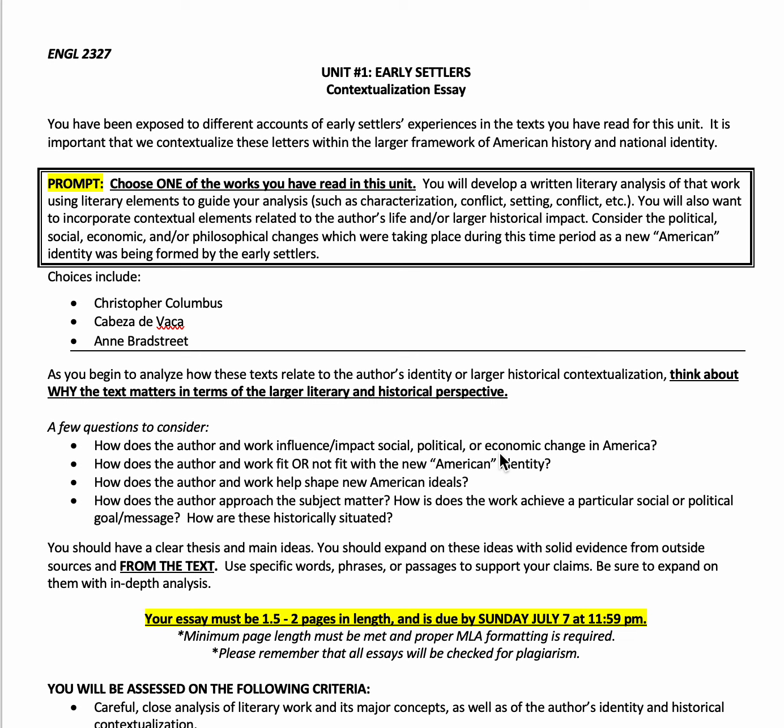So you're going to think about the political, social, economic, and or philosophical changes that were taking place as this new identity was being formed with these early settlers. So make sure that, most importantly, you are thinking about this as a piece of literature and you're analyzing it as a piece of literature. What I don't want to see is a biography essay or a history essay. I want you to make sure that you're diving into the text, analyzing the text itself, and then from there, looking at why this matters from a larger historical and literary perspective.